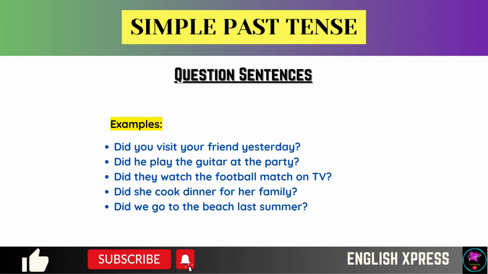Examples: Did you visit your friend yesterday? Did he play the guitar at the party? Did they watch the football match on TV? Did she cook dinner for her family? Did we go to the beach last summer?